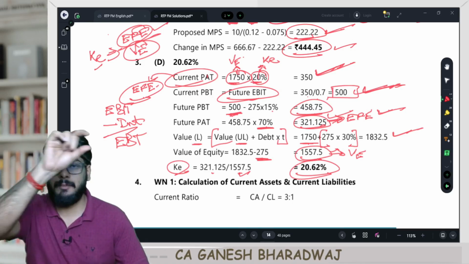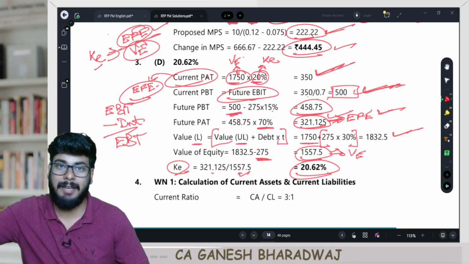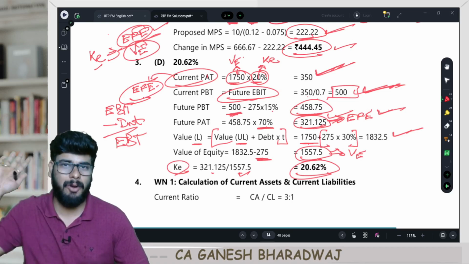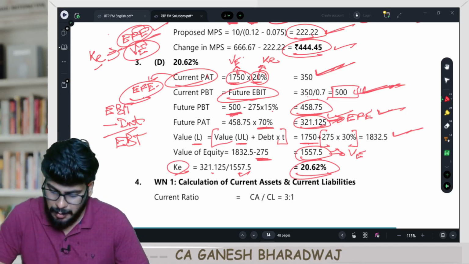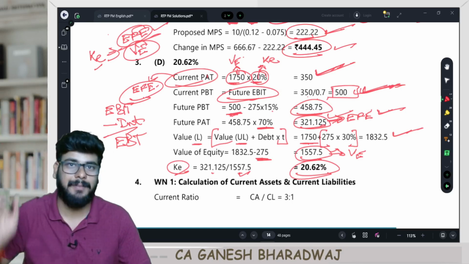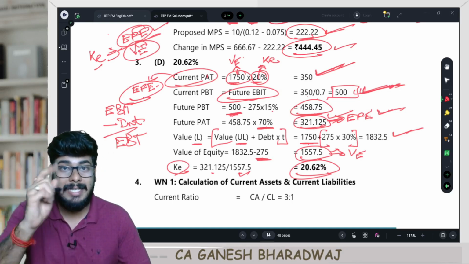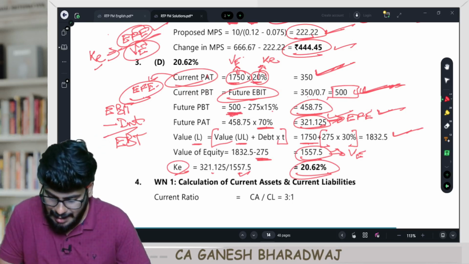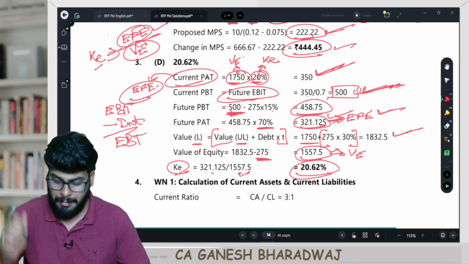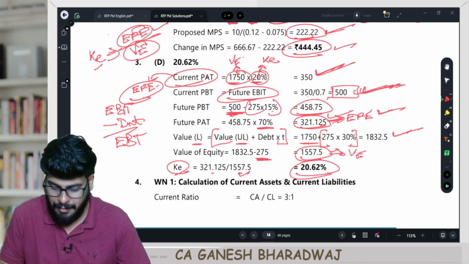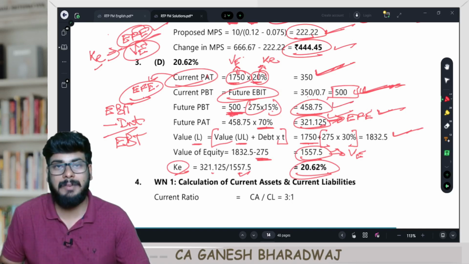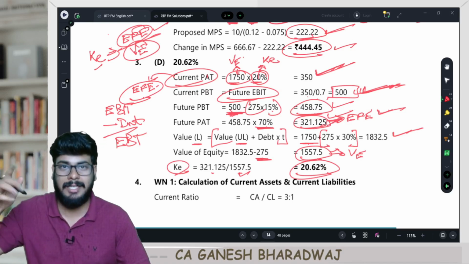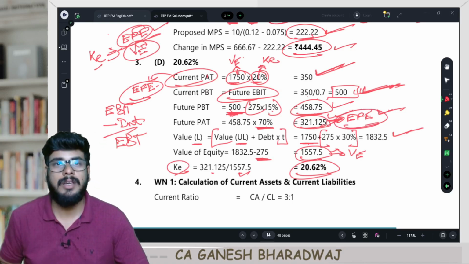Now EBIT is nothing but operating profit that remains to be the same irrespective of your capital structure, whether it's levered or unlevered. EBIT is nothing but operating profit before all the finance cost, right? So this will continue to be your future EBIT, right? But in future there is leverage, that is there is going to be a debt component. So my EBT will be different, that is EBIT of 500 that continues to be the same minus my interest, 275 into 15%. This is going to be my future EBT, right? On that, if you remove the tax, this is going to be the future EAT, earnings after tax, that is also going to be your future earnings for equity, right?